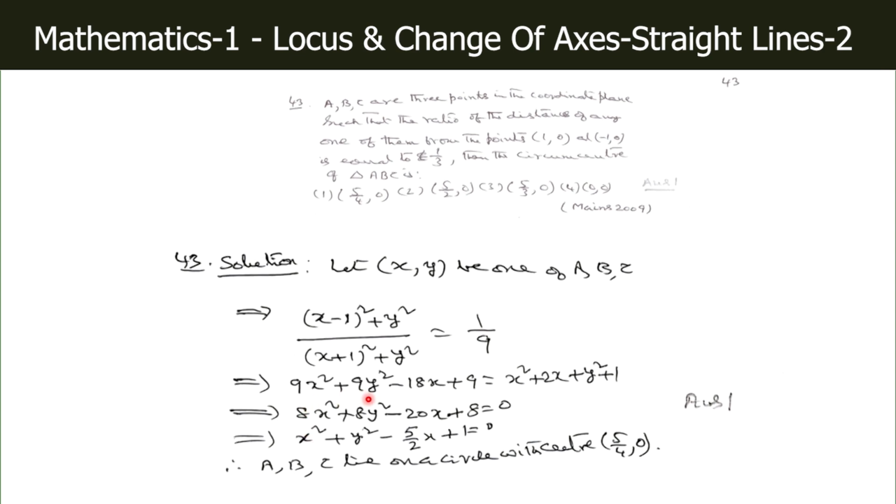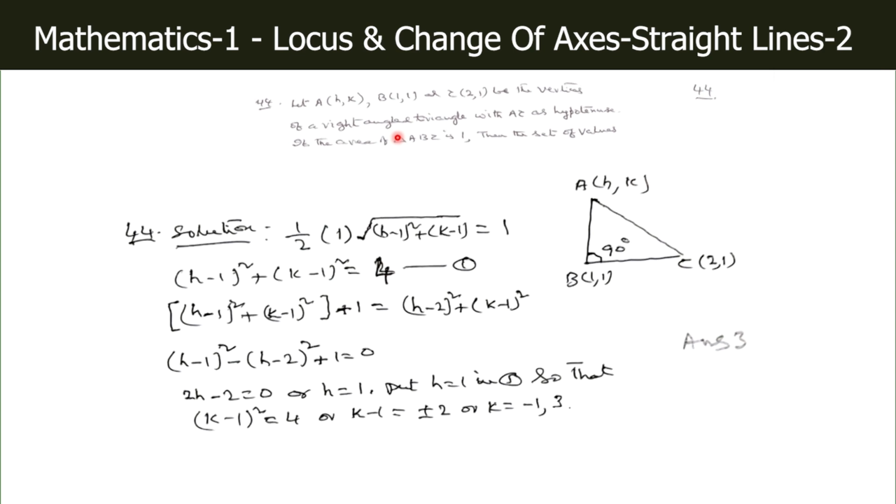Or 9x square plus 9y square minus 18x plus 9 is equal to x square plus 2x plus 1 plus y square, so 8x square plus 8y square minus 20x plus 8 equal to 0. So that is x square plus y square minus 5x by 2 plus 1 equal to 0. So, therefore, A, B, C lie on a circle with center at (5 by 4, 0). So, the correct option is option number 1.